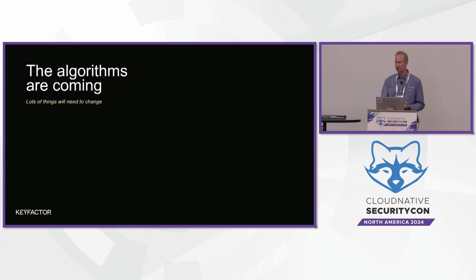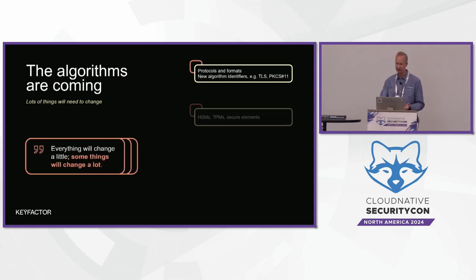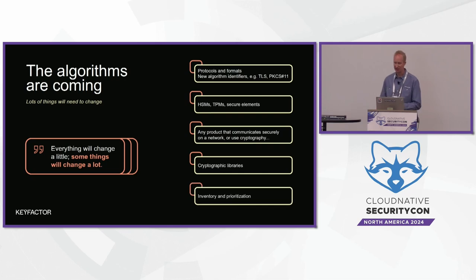And the same, of course, with things like CMS messages for digital signatures or things like that. So there's a lot of things that will need to change. So everything actually will change a little. Some things will change a lot. So protocols and formats like TLS, like PKCS#11, will have to change with new algorithm identifiers if they're using KEMs.